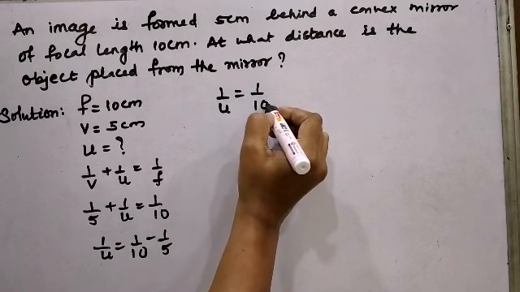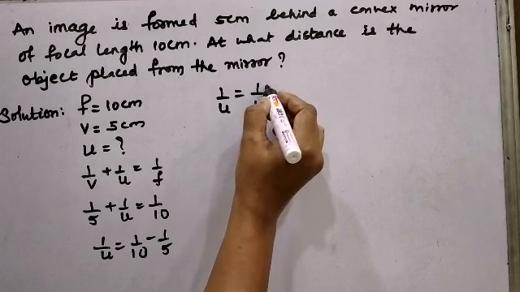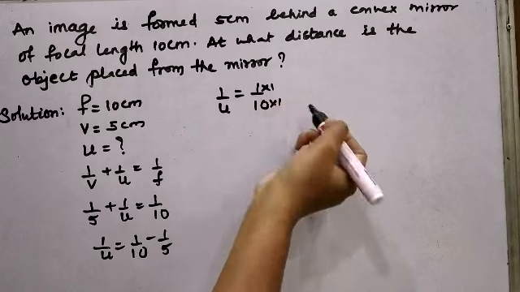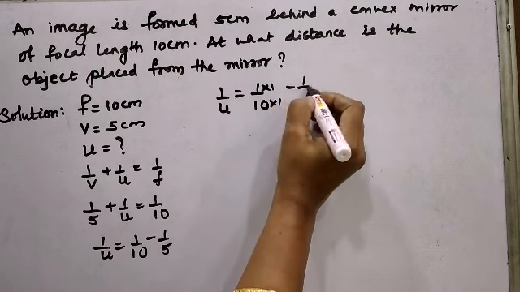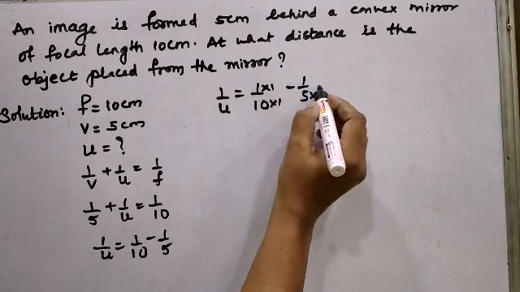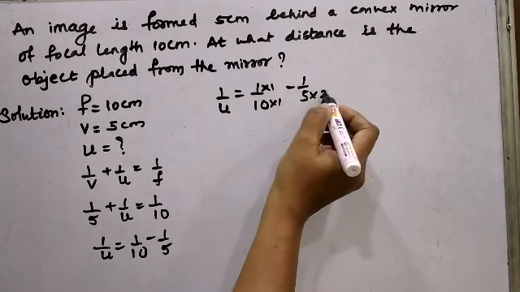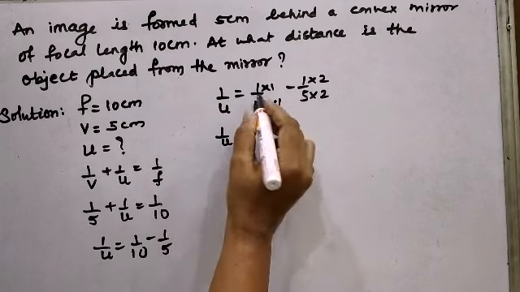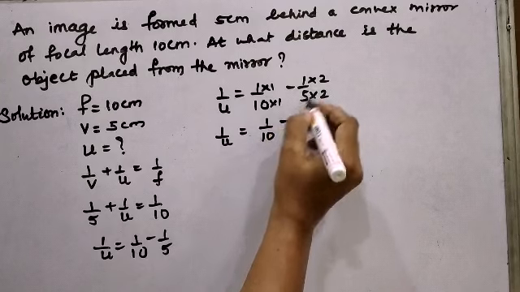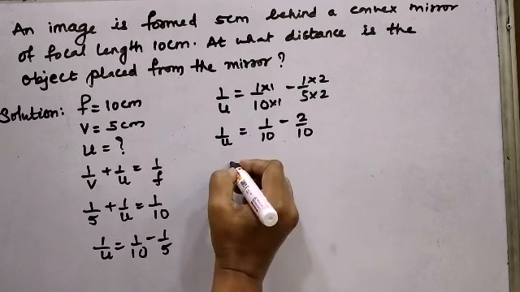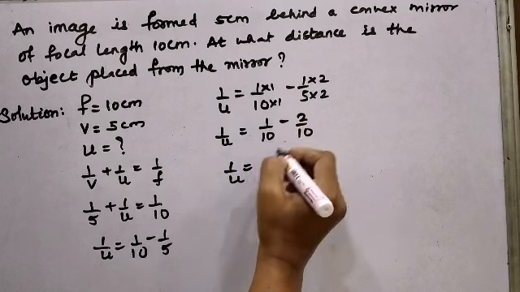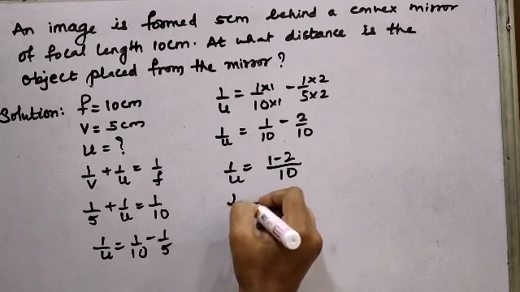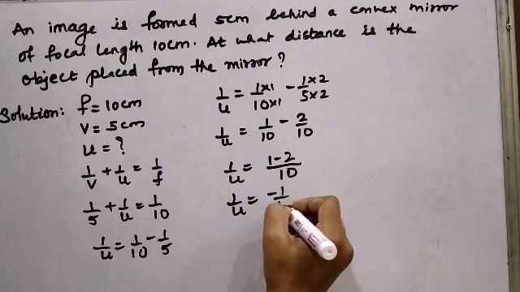upon 10. Already 10 is there in the denominator. That means there is no need of multiplying the denominator and the numerator by any number. So I'll just multiply it by 1, minus 1 upon 5. LCM is 10. That means the denominator has to be multiplied by 2. If the denominator is multiplied by 2, the numerator will also be multiplied by 2. So 1 upon u is equal to 1 into 1, 1 upon 10 minus 2 1s are 2 upon 5 2s are 10. So 1 upon u is equal to, take a common denominator 10 and in the numerator we get 1 minus 2. So 1 upon u is equal to 1 minus 2 will be minus 1 upon 10.